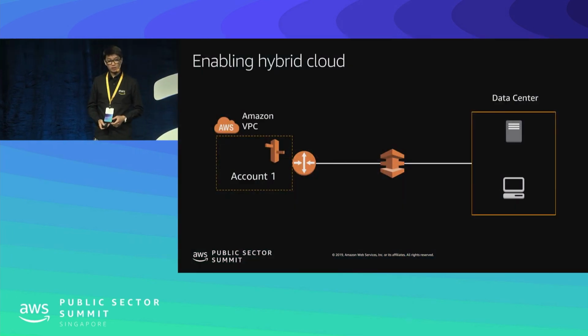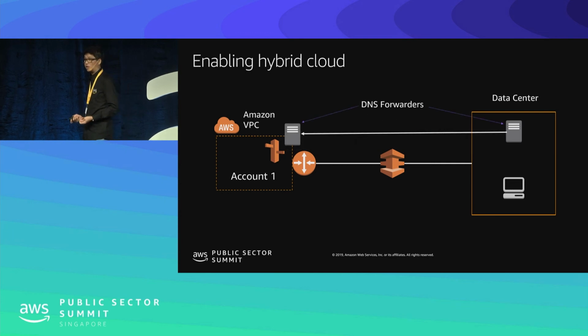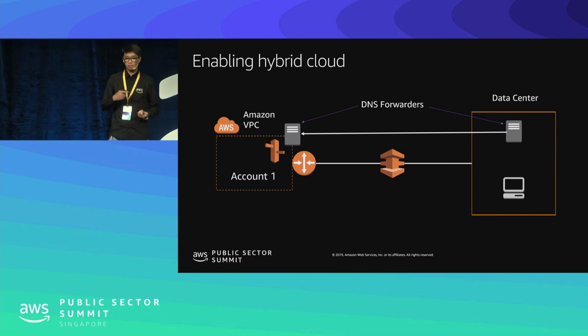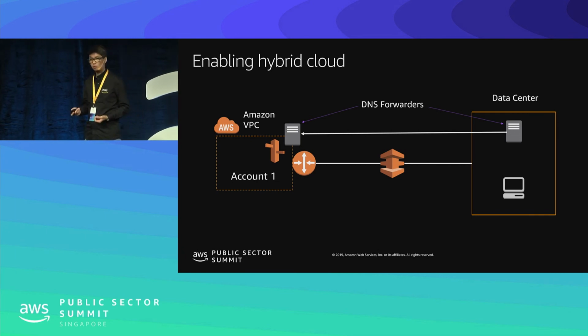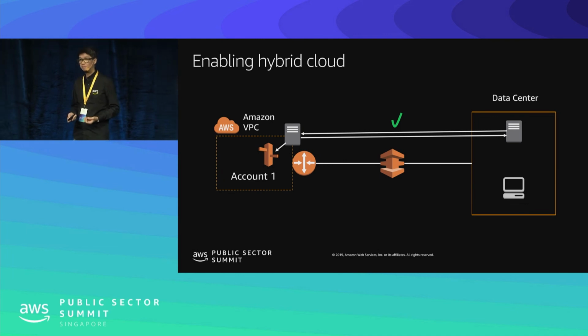Network services. So when you do a hybrid, by default, DNS is not resolvable between the on-prem and AWS, right? So what do you need to do? You start to deploy DNS forwarders on both sides, right? So you have rules on-prem that point to DNS on the cloud, and on the cloud there are DNS forwarders that resolve on-prem. And how do you scale? You add more DNS forwarders.